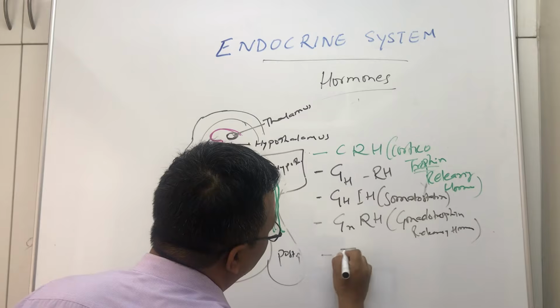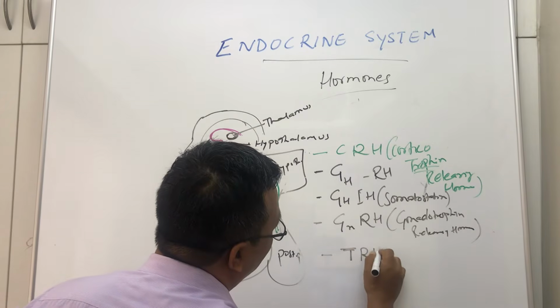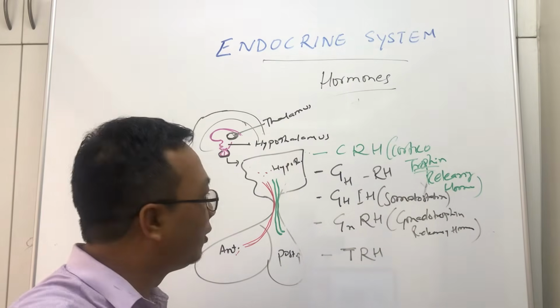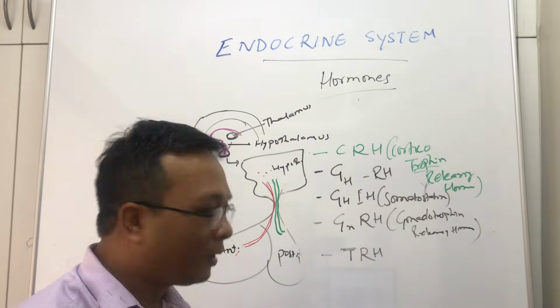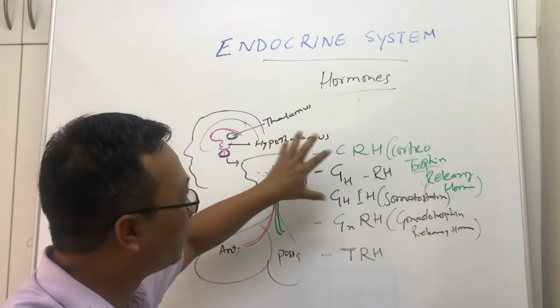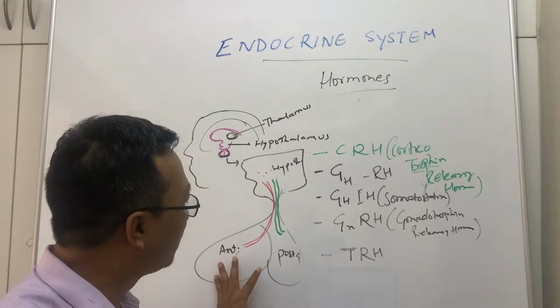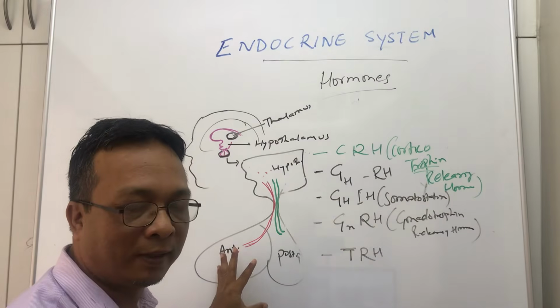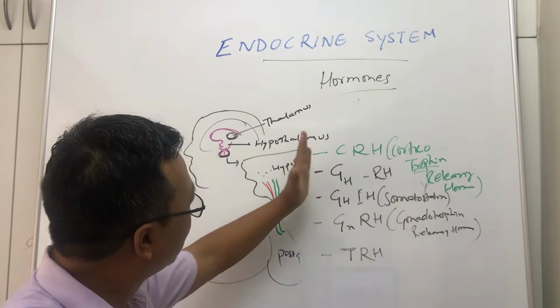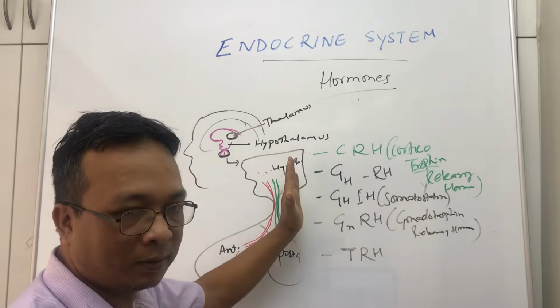And thyroid releasing hormone. Okay, thyroid releasing hormone. So these are the basic 5 important hormones that are released by the hypothalamus. And where do they act? They will act on the nearby pituitary gland. They will act here in the anterior pituitary gland. Okay, so these are the hormones secreted by the hypothalamus.